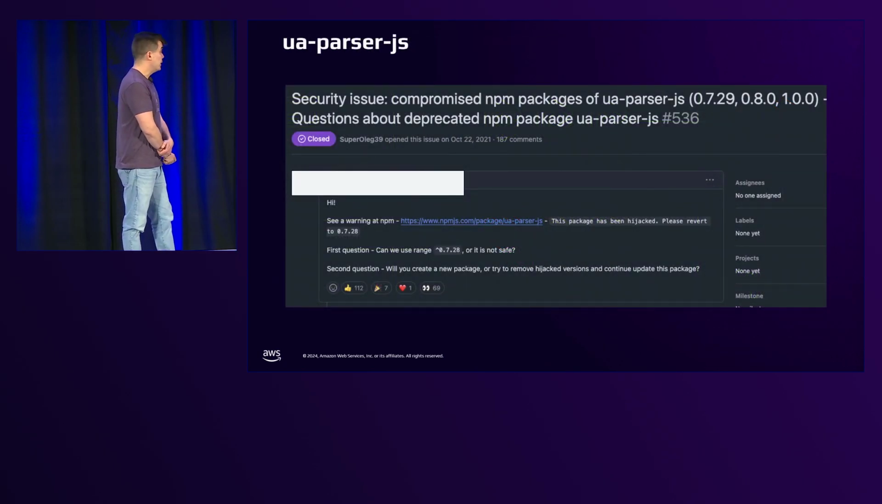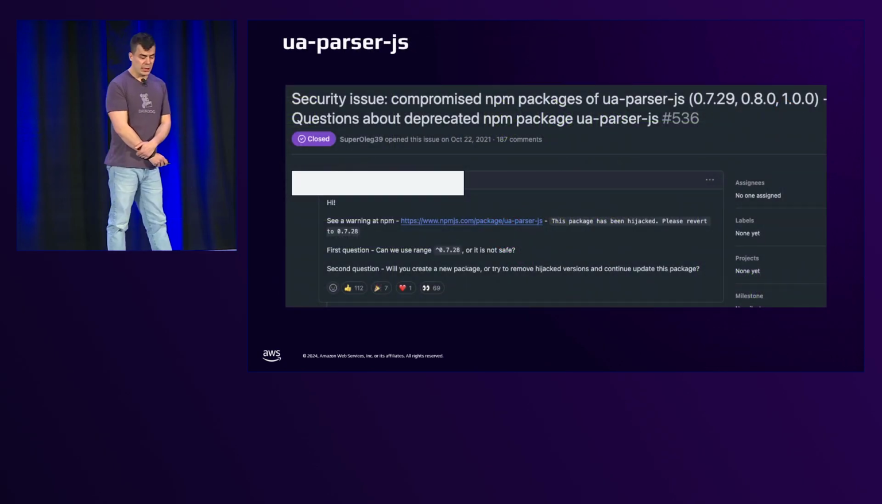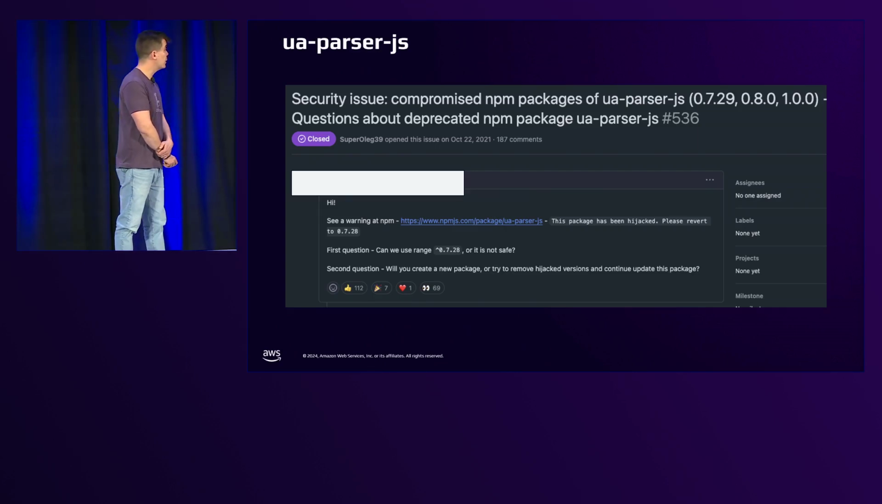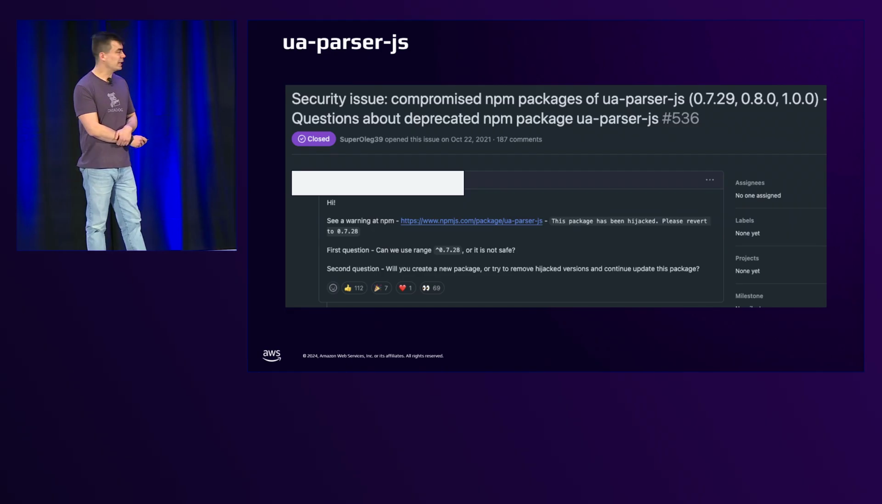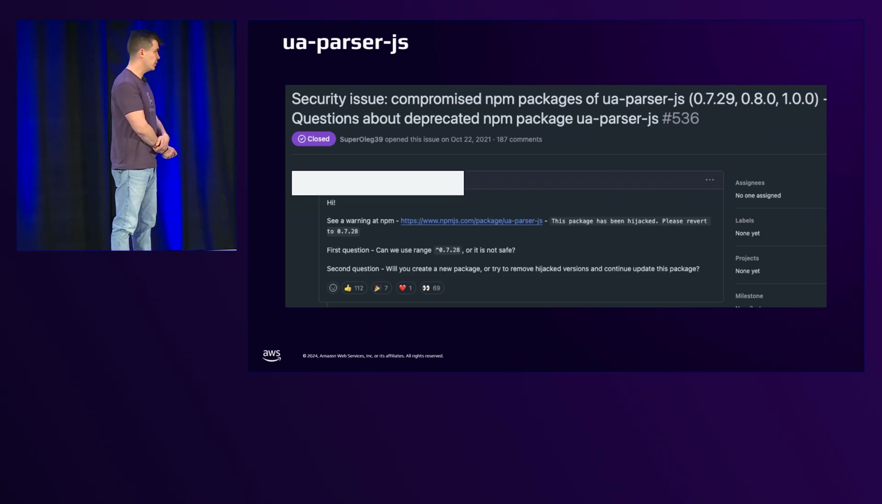A really good example of this is a few years ago, UA-parser.js, a very popular library in NPM, was compromised. There are 3 separate versions that had malware inserted into them. And as you can see here, someone opened up a convenient GitHub issue to say, hey, can anyone tell me what's going on? These versions have malware installed, what do I do?